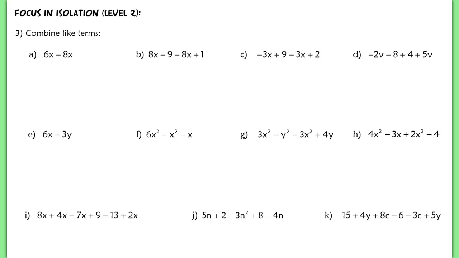Alright, next we're going to get into our focus skill in isolation. So here we're going to combine like terms. I've got lots of different examples here. We're going to do each one, so we're going to take our time and really get to know how to combine like terms. Now in the first example, I have 6x minus 8x.